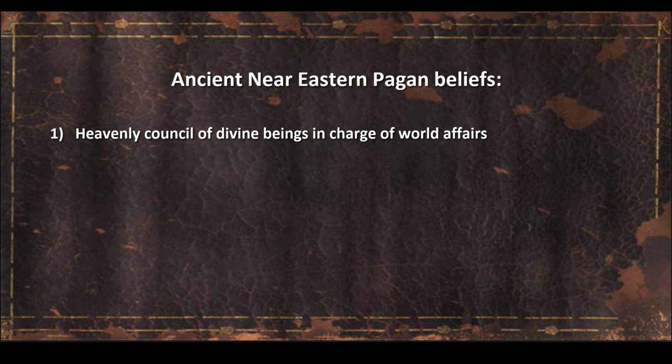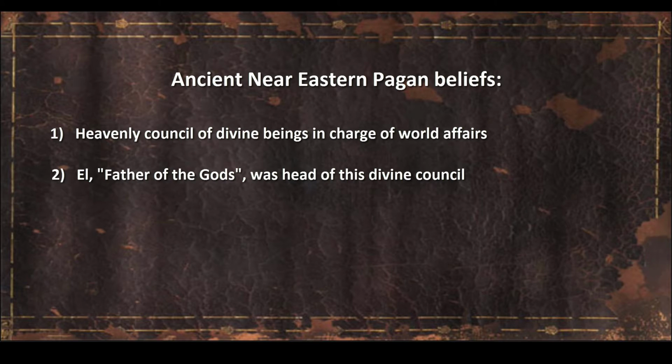Why is that important? Well, in the Canaanite mythology, the head of the divine council was El, E-L. I'll pronounce it Eel, so you don't think it's the letter L. Eel was called the father of the gods. Guess how many sons he had?